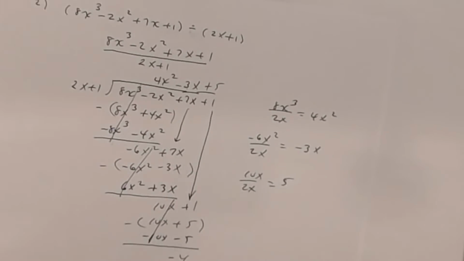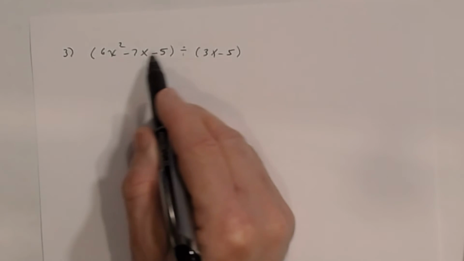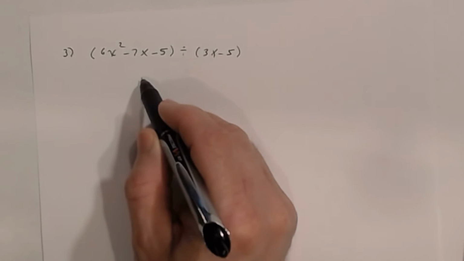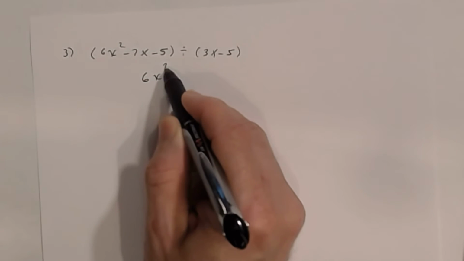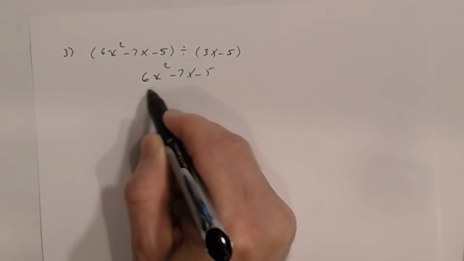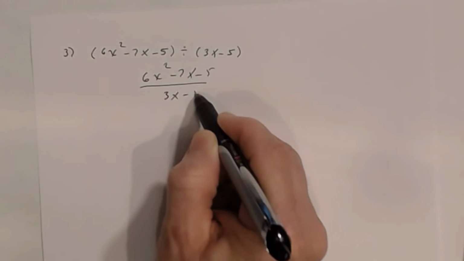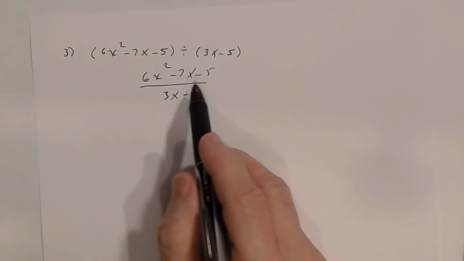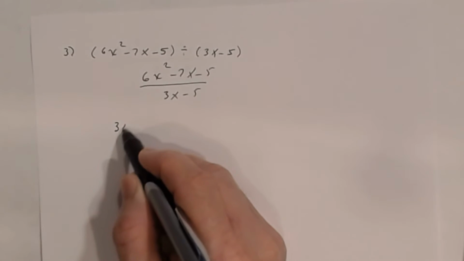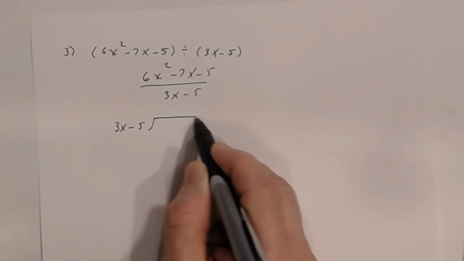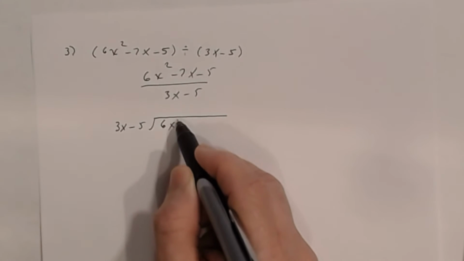Okay, number 3, we have this. All right, so again, if it's written horizontally, it confuses you, then write it as a fraction. So 6x squared minus 7x minus 5 divided by 3x minus 5. And there are no missing terms, and it's already in descending order. So your divisor is your denominator. Your dividend is your numerator.